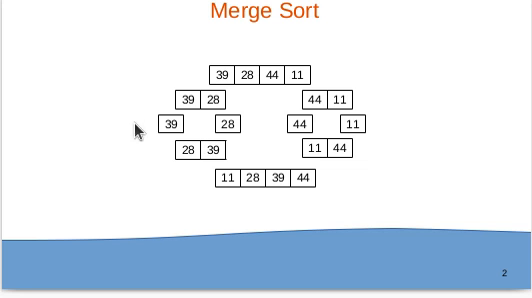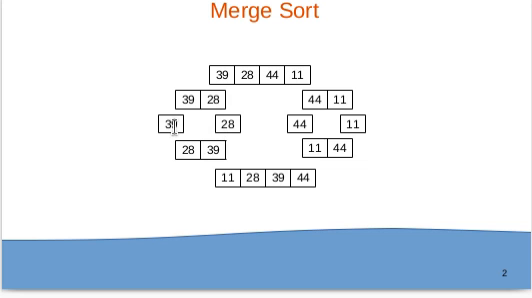Now for example, this is an array and we first divide it into two parts, then we will again divide into two parts. So we have to divide the array until the length of the array is 1. So in this step the length of the array is 1. Now we will merge the arrays.